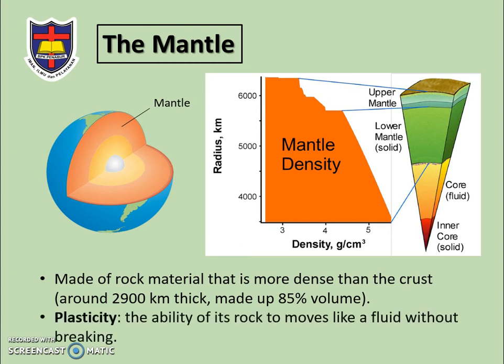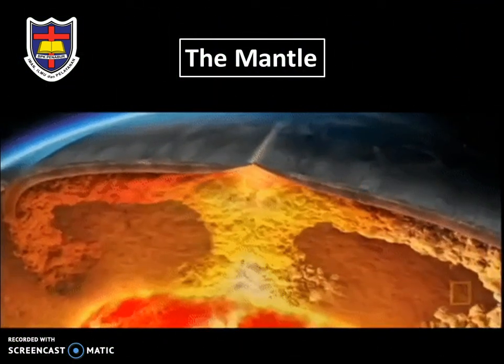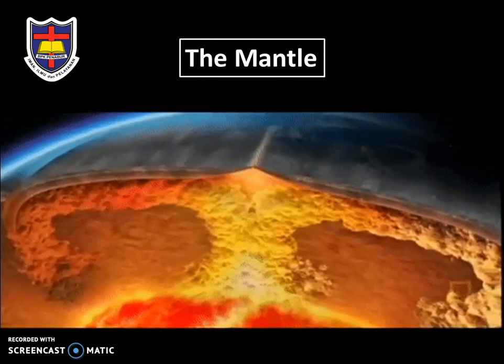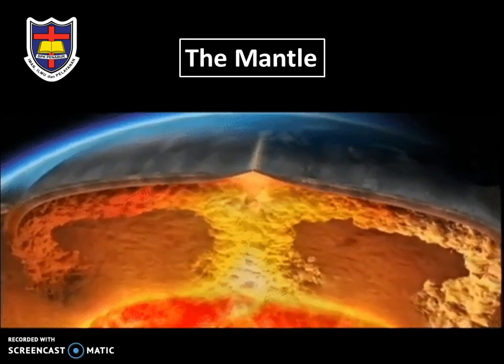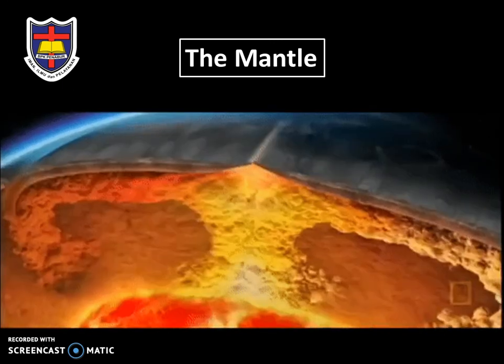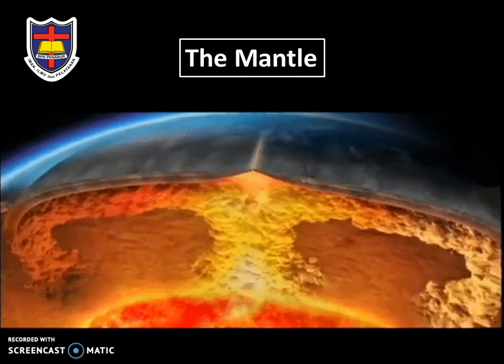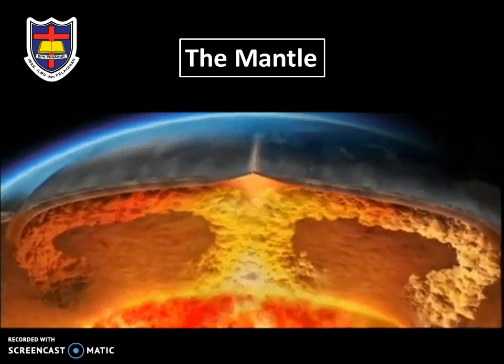The mantle has a property of plasticity, which is the ability of rock to move like a fluid without breaking. What does it mean? This is an animation that describes the plasticity of the mantle. See that the rocks which comprise the mantle move slowly toward the crust, and after they reach the crust, they move back downward in the direction of the core.